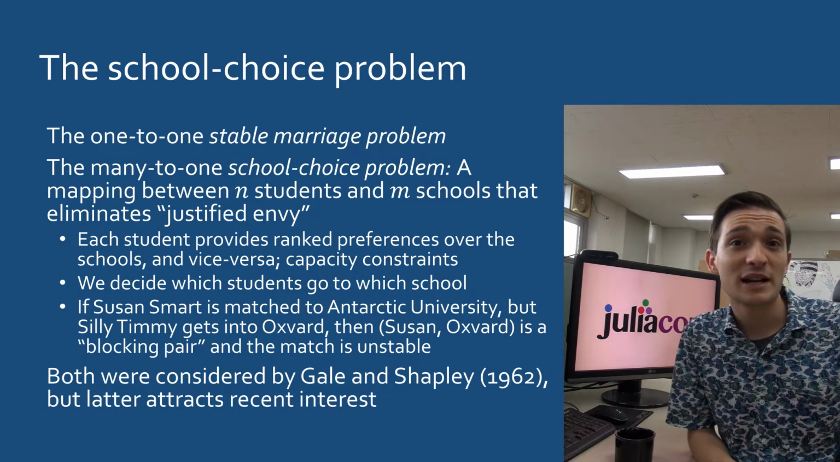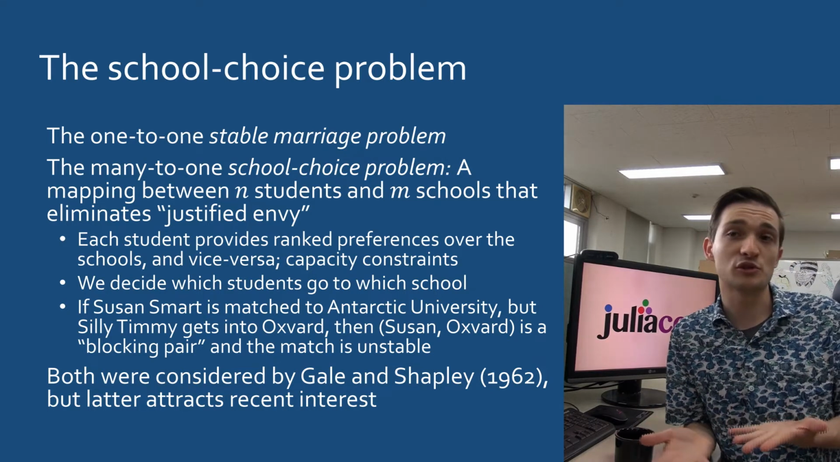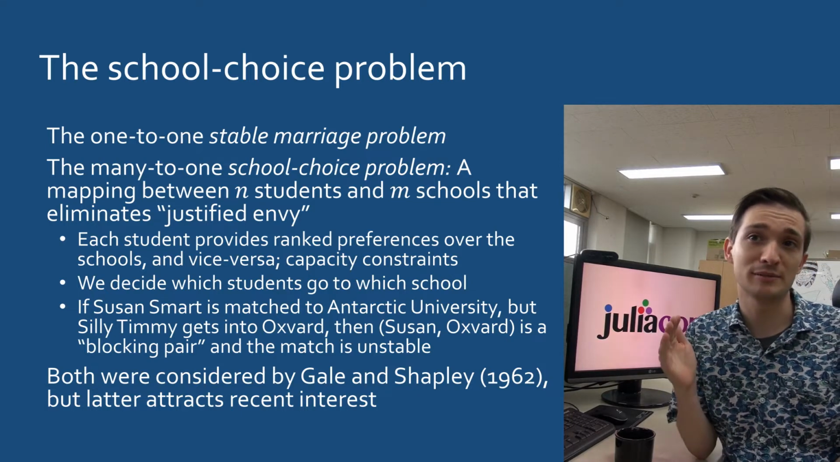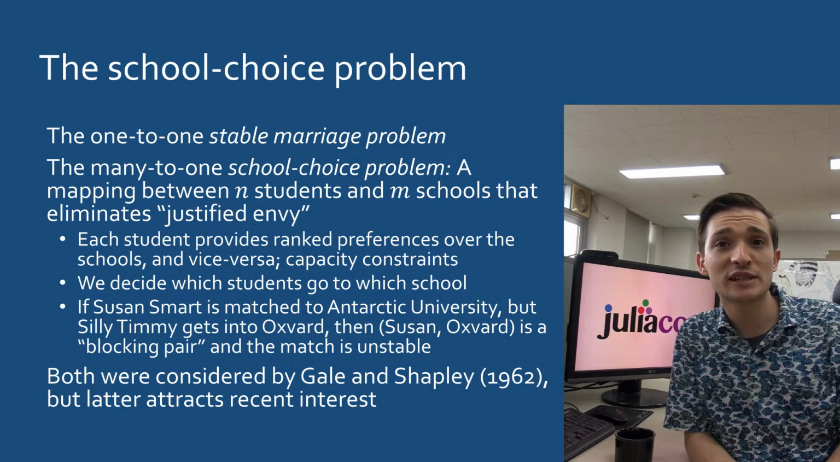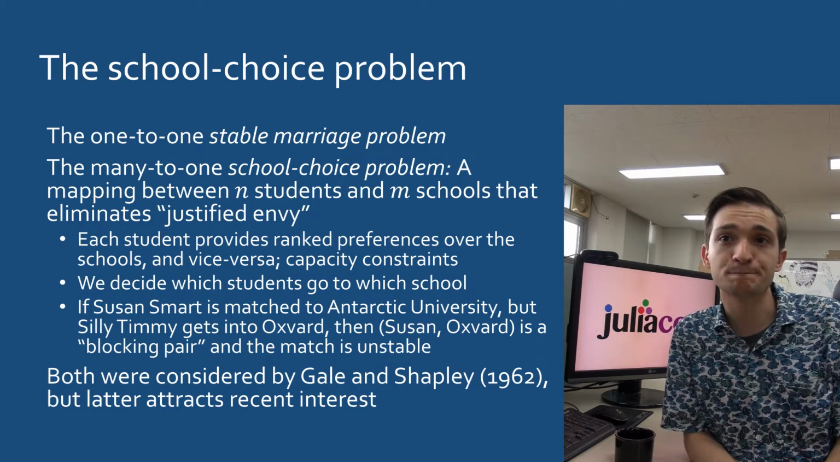We want to find a matching that is stable, which means that if I get rejected from, say, my first choice, then all the students who got in have to be smarter than me, that is, higher on the school's preference list. And the school can't have any empty seats. Otherwise, I would be justifiably upset.